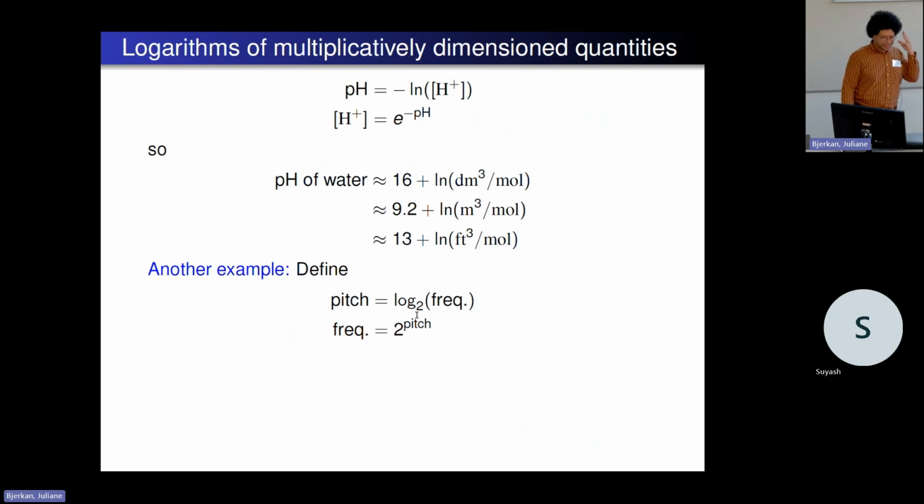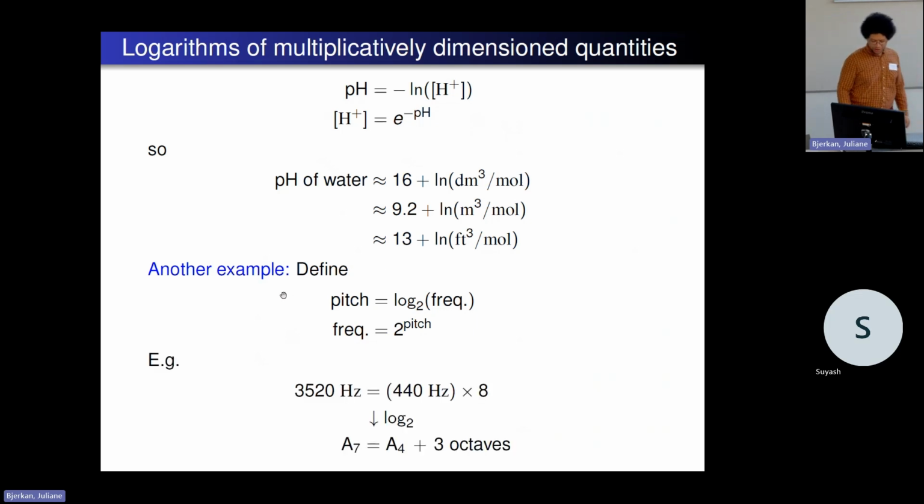So for perception of sound, 2 is the more natural base than anything else. And then similarly, frequency is just 2 to the power of pitch. So for example, if we consider this equation about frequencies, 3520 hertz is 440 hertz times 8, we can now take the logarithm base 2 of both sides of this equation.